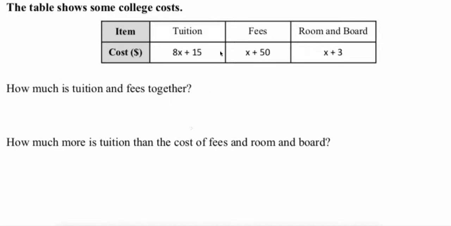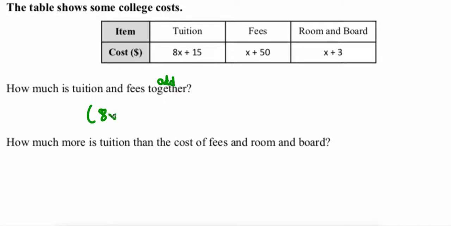All right, here we go. It says the table shows some college costs. So we have the cost of tuition, the cost of fees, and the cost of room and board. It says how much is tuition and fees together. Well, together means we want to add them together.